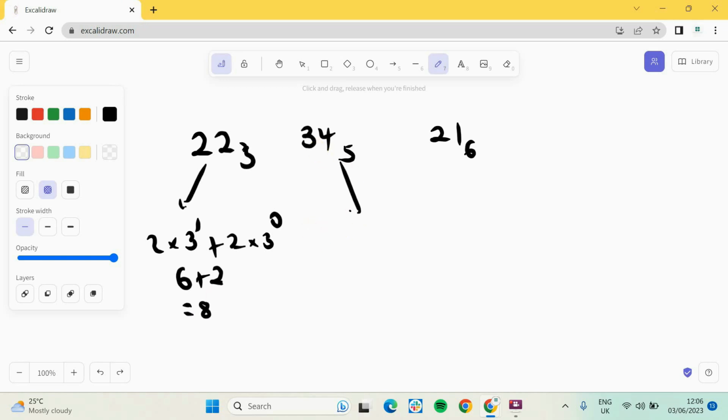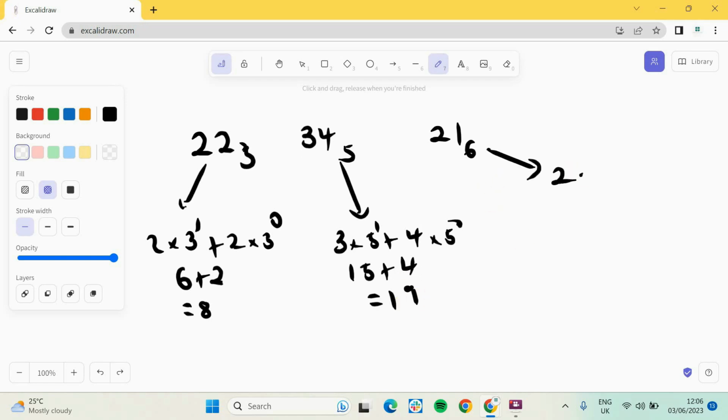This guy here is what? 3 times 5 to the power 1 plus 4 times 5 to the power 0. 3 times 5 is 15, plus 4 times 1, that is 4. So this guy is 19 in base 10. This guy will be 2 times 6 to the power 1 plus 1 times 6 to the power 0. 2 times 6 is 12, plus 1 times 1 is 1. So that will give me 13.